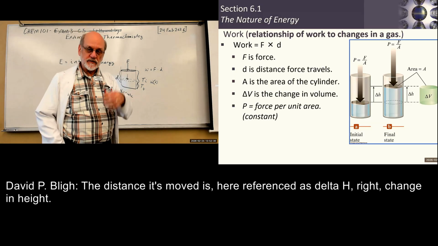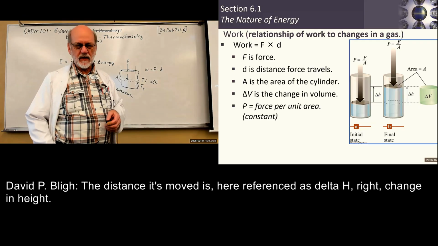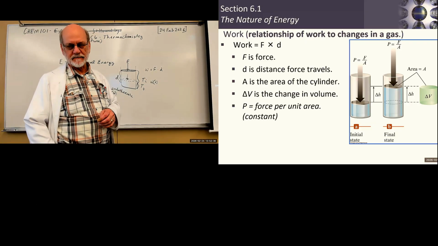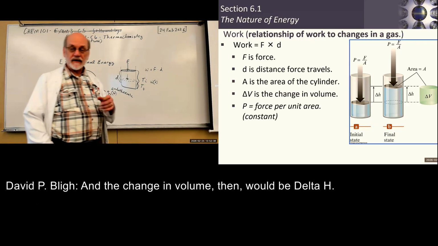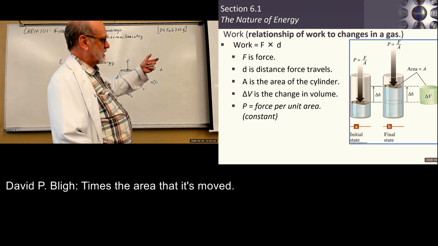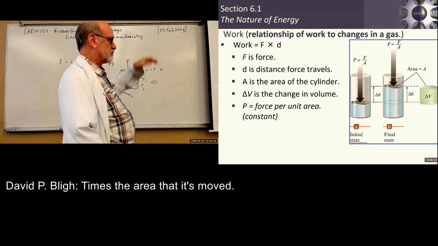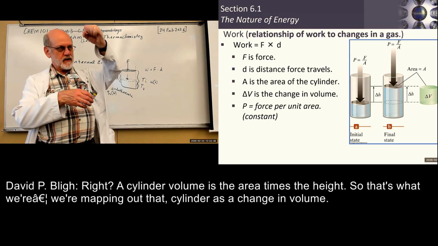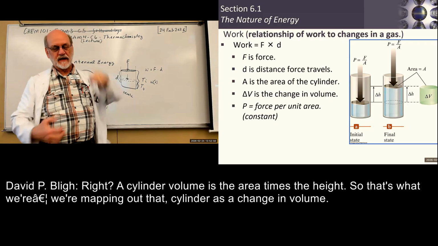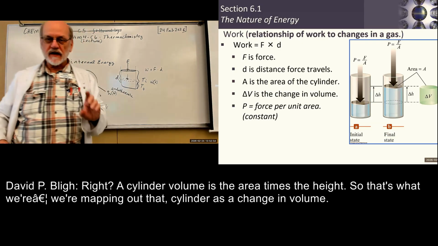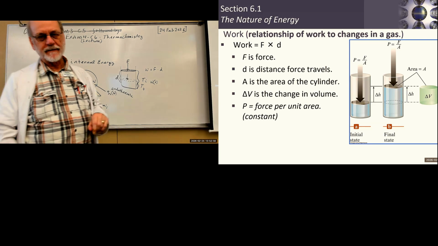The distance it's moved is here referenced as delta H, right? The change in height. And the change in volume then would be delta H times the area that it's moved, right? A cylinder volume is the area times the height. So that's what we're mapping out, that cylinder as a change in volume.